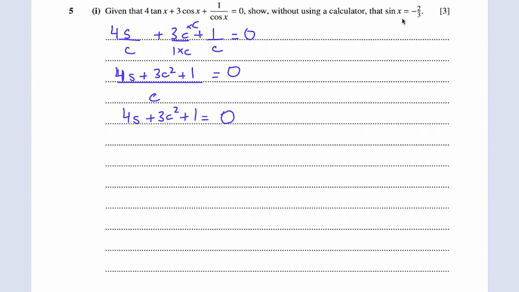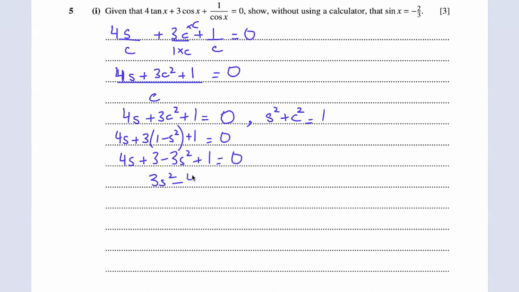Now as we have to bring our equation in terms of sin x, we can use the identity sin squared plus cos squared equals 1. So cos squared will become 4 sin x plus 3 into 1 minus sin squared x plus 1 equals 0. Expanding this, we get 4 sin x plus 3 minus 3 sin squared x plus 1 equals 0. Rearranging the equation, we get 3 sin squared x minus 4 sin x minus 4 equals 0.